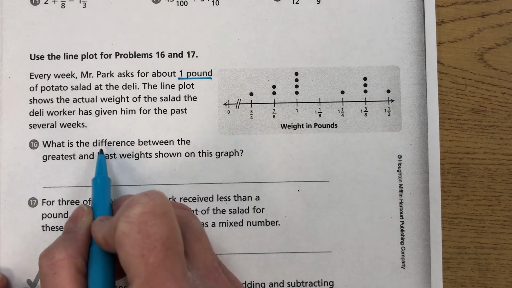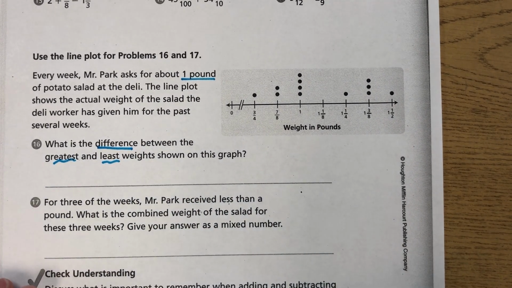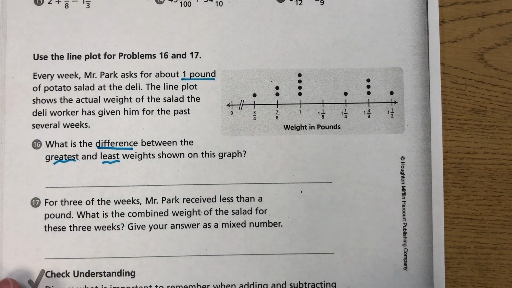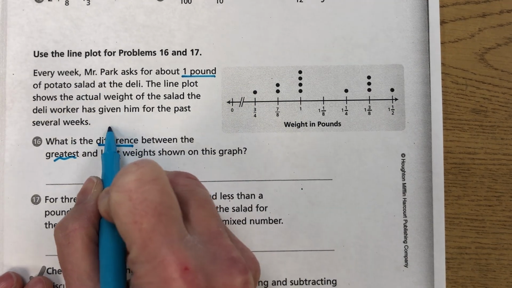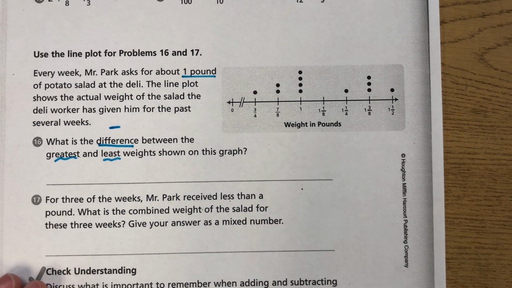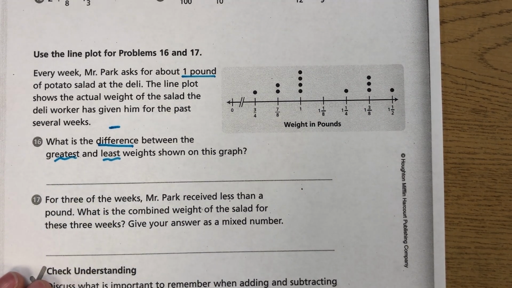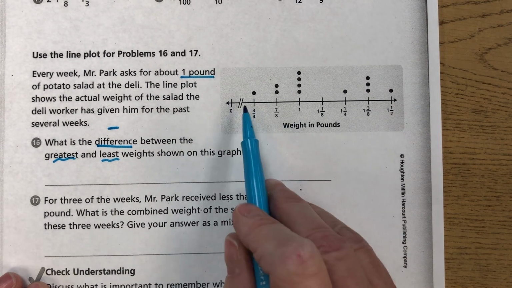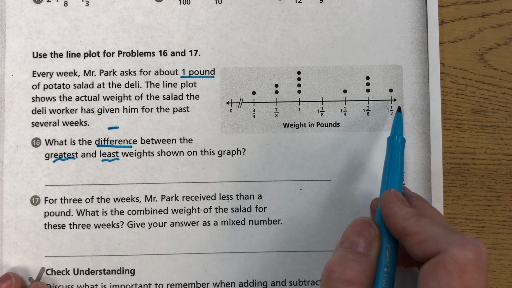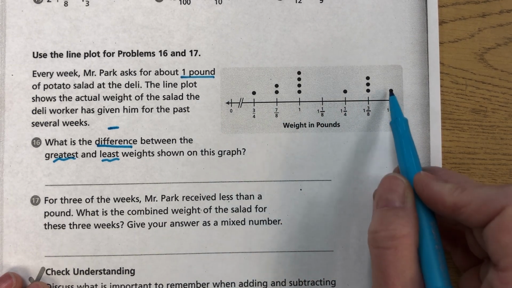Number 16 says, what is the difference between the greatest and least weights shown on this graph? The first thing you need to know is what difference means, what operation. And difference means we're subtracting. So if it asks you what's the difference between the greatest and the least weights, that means they want you to subtract the highest weight and the lowest weight. So when you look at this graph, this is just like a number line, and when you're on a number line, the farther right you go, the greater the values. So I want to know the greatest value that has a dot above it, which would be the 1.5.